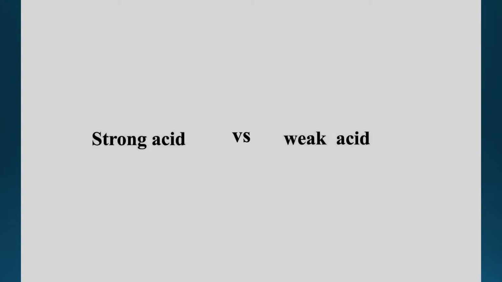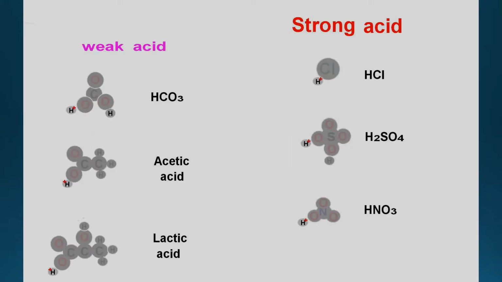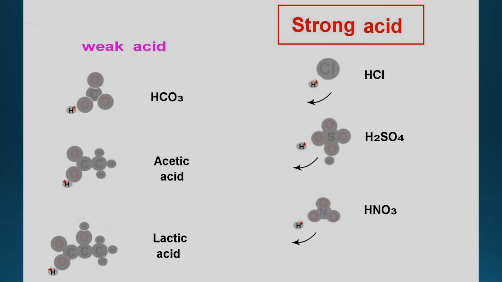Strong acid, weak acid. What is a strong acid? What is a weak acid? And what is the difference? Let's explain. Look at the strong acids: HCl, H2SO4, HNO3. They all have one thing in common. They give out the H plus ion completely, as ionized. So they will all completely ionize the H plus.